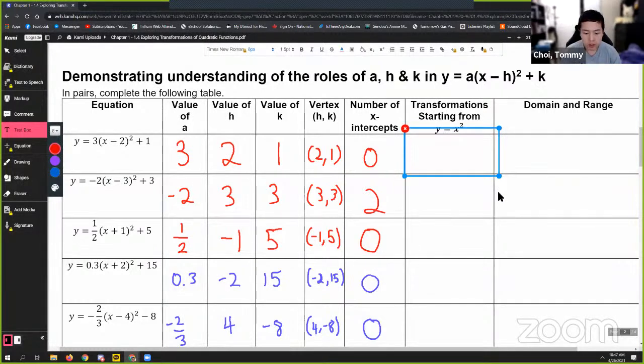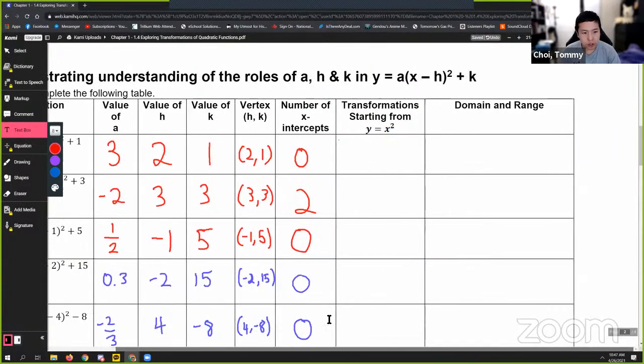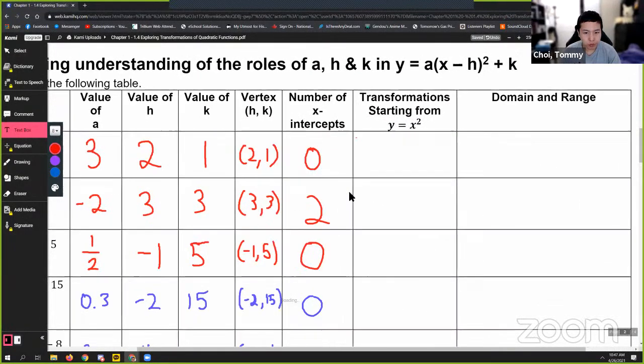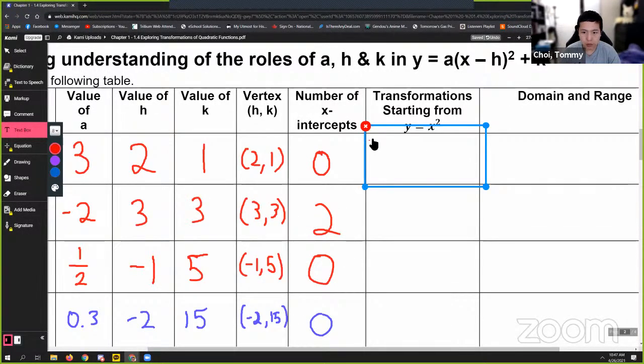All right. So let's go back to the other one here. So this was the chart we started off at, right? So let's talk about our transformations here. Sorry, it's going to have to be a little small. I'll zoom in a bit. So we have our A, H, K values here.